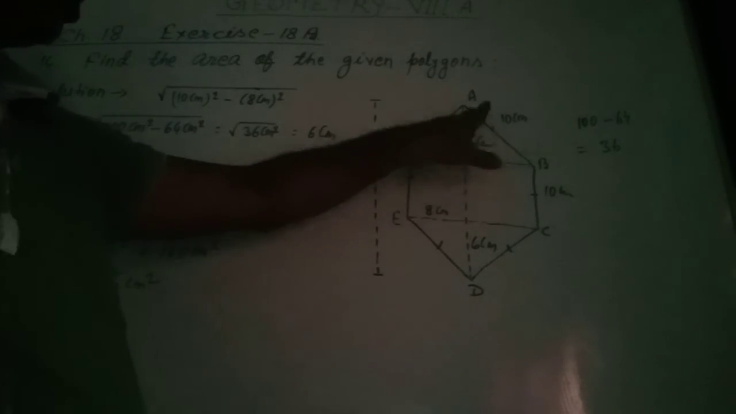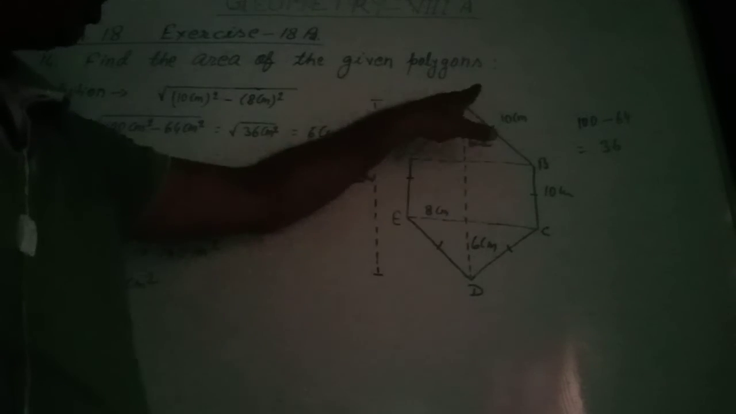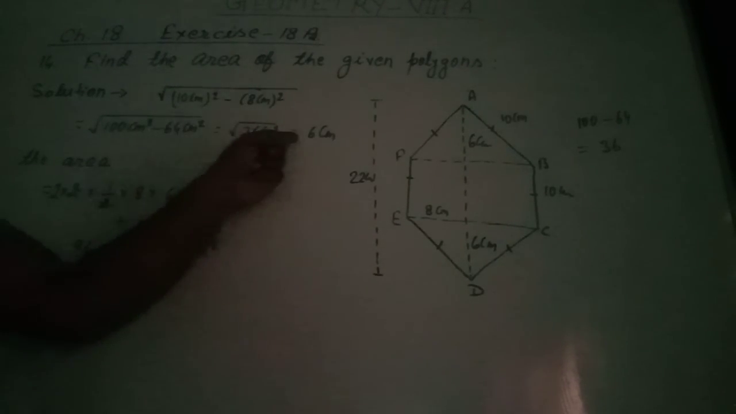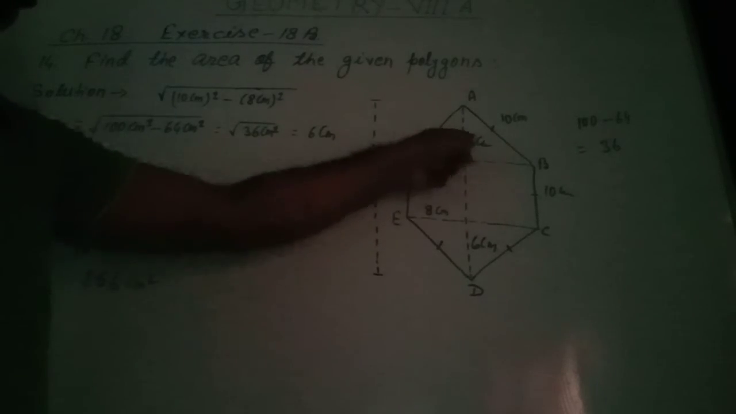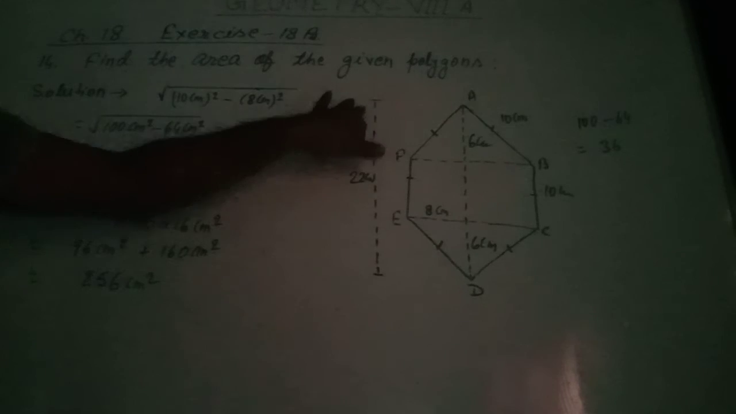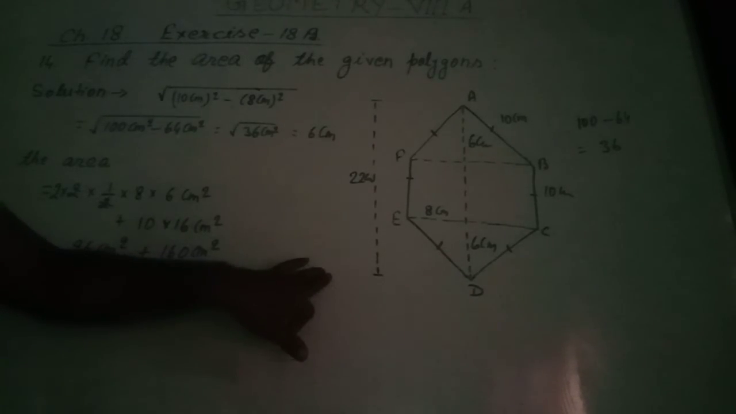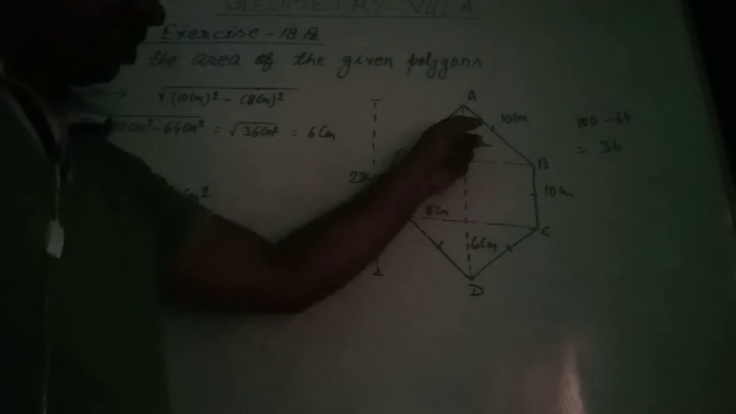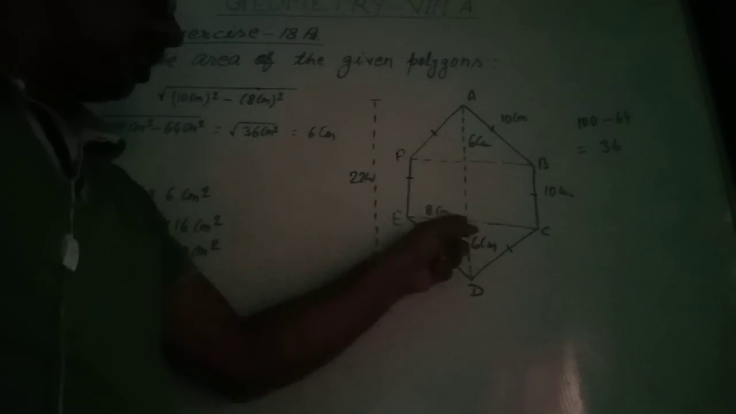So first of all, I got this height. This height equal to, from Pythagoras theorem, 10 centimeter square minus 8 centimeter square equal to 6 centimeter square. This height became 6. There are two triangles. And this total height is 22 centimeter. If this is 6 centimeter, this is also 6 centimeter. Then 6 plus 6, 12, and this much is now 22 minus 12 equal to 10 centimeter.